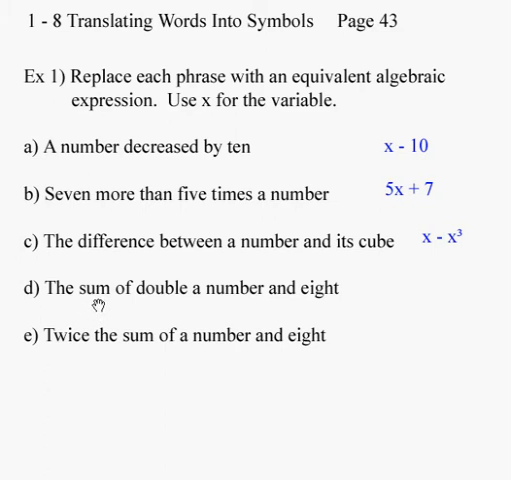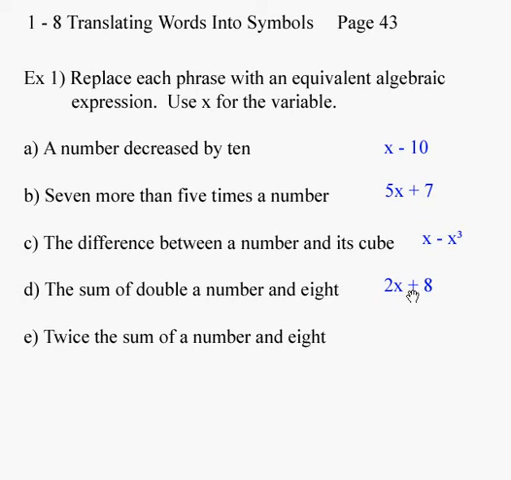1d, we've got the sum, and that means addition, of double the number, so that's 2 times x, and then 8. Now in this case, we're going to compare this one to the next one, 1e, to see how they're different. But double the number, the sum of that, and 8. So double the number x is 2x, and then the sum of that with 8 is 2x plus 8.